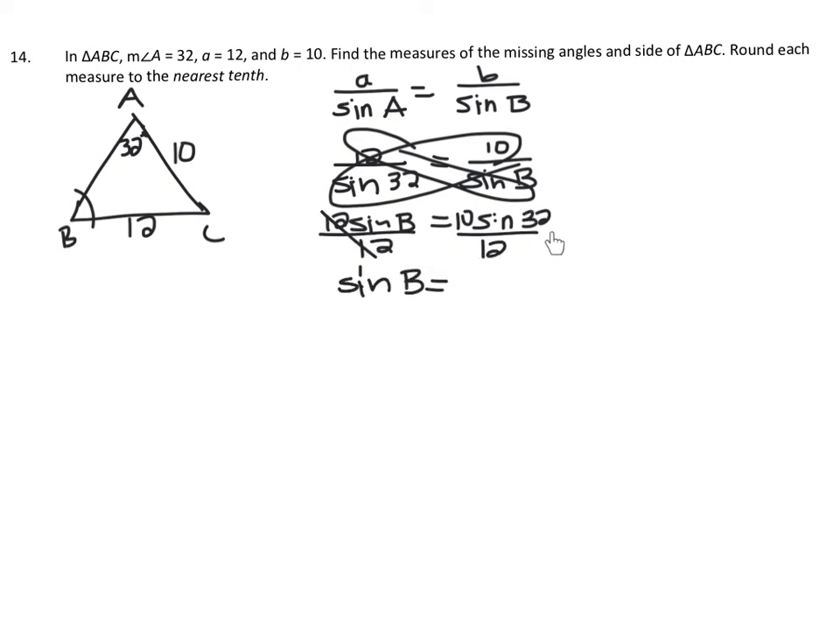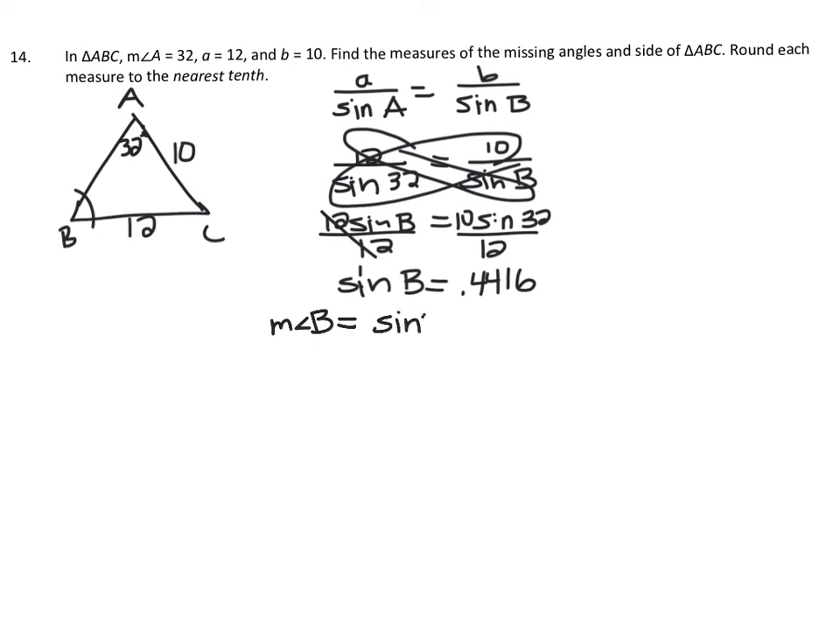And then this you could just plug into your calculator. All right, so if you plug in 10 times sine of 32 divided by 12, it gives me approximately 0.4416. Okay, so now this is what sine of B is equal to. What we want to do is find the measure of angle B. So in our calculator, we're going to type in second sine of 0.4416. What that basically is doing is it's taking the sine inverse, right?